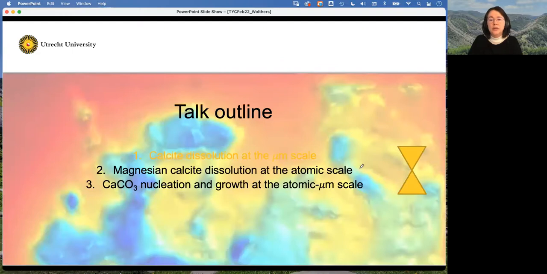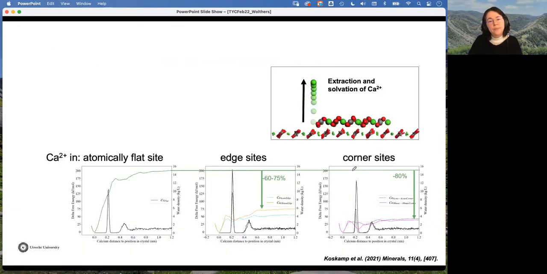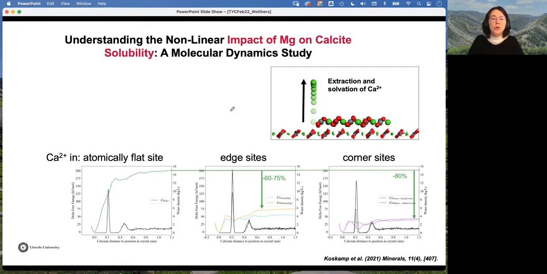Okay, I would like to zoom in further and now move to the next topic of the talk, which is the magnesium calcites. And so I already showed some of the results from this work within the context of the previous topic. But the aim of this work was to understand the nonlinear impact that magnesium has on the solubility of calcite. And this was performed by molecular dynamics by my PhD student, Young Centre.